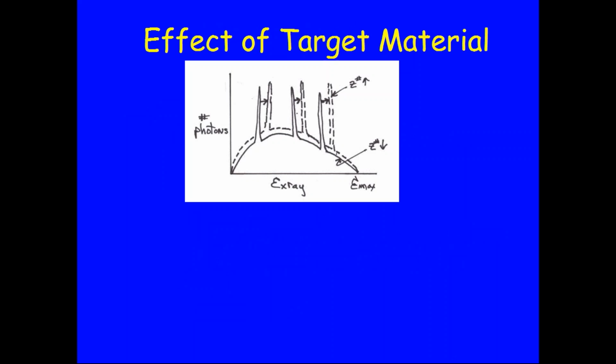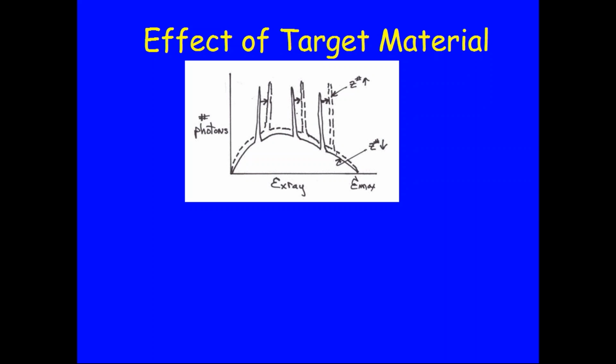This is the classical curves that they give you. They may give you a curve given by the solid, and they'll give you a curve given by the dashed. Compare the two curves. The only way that you can change characteristic radiation energies is by changing the target material. So the classical question on the boards is they'll give you these two curves and ask, what produced that change between those two curves?